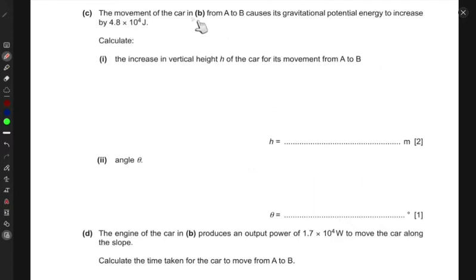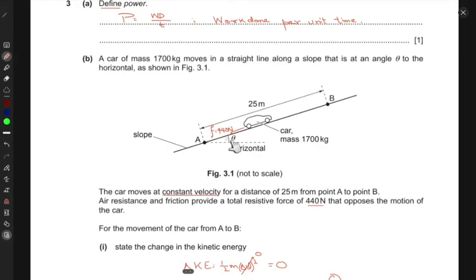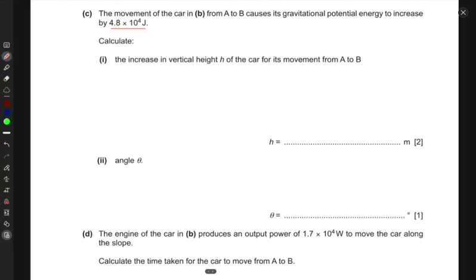Next part says that the movement of the car in part B from A to B causes its gravitational potential energy to increase by this much amount. When it moves, you can see that it's moving upwards, up the slope from point A to point B, this much height. If it's moving up, it is obviously gaining some potential energy. Now, we want to compute that increase in potential energy. We have to calculate the increase in vertical height of the car for its movement from A to B. So we want to compute the height that it moves up.